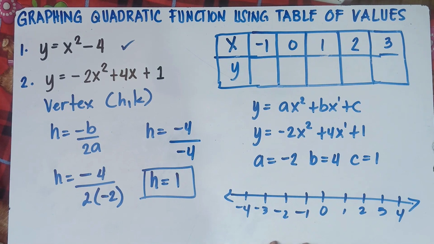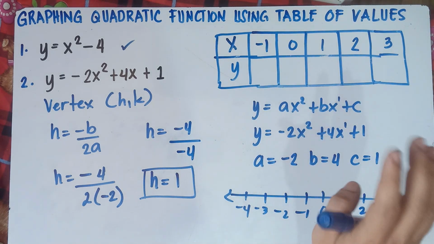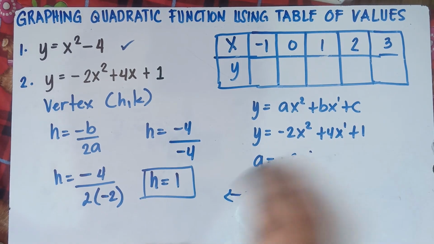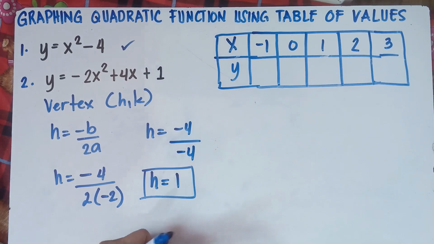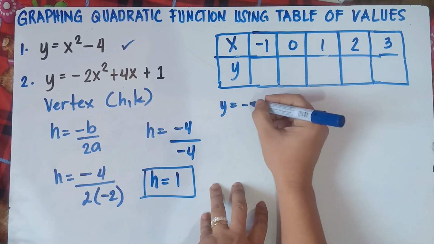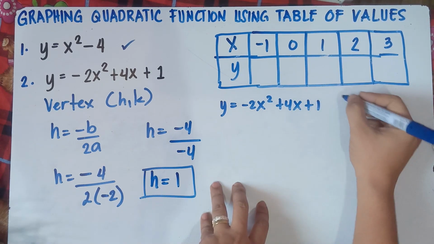Alright, so pause the video, class. I will be erasing this one because we need to find the y values. And after we find the y values, we can now graph the equation. Alright, let's find the y values. So first thing to do, you copy the equation. That would be y equals negative 2x squared plus 4x plus 1.